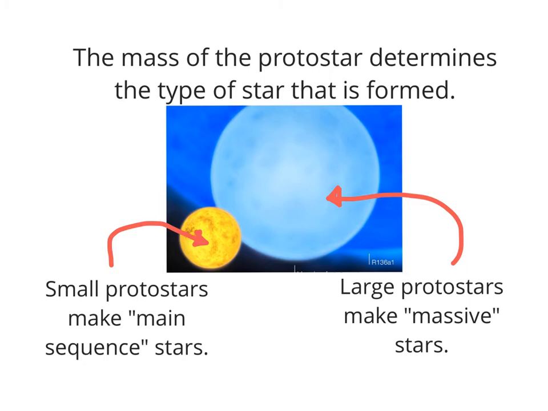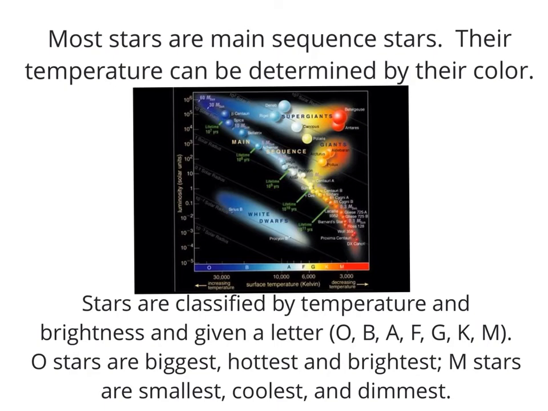Depending on how big the protostar is, that will determine what happens next. A smaller protostar will make what we call a main sequence star, which is the most common kind of star. But if the protostar that forms is very large, it will make a way bigger star that we call a massive star. Most stars in the sky actually are considered to be main sequence stars, and scientists who study stars know that they can understand some things about those stars based on what they can observe.